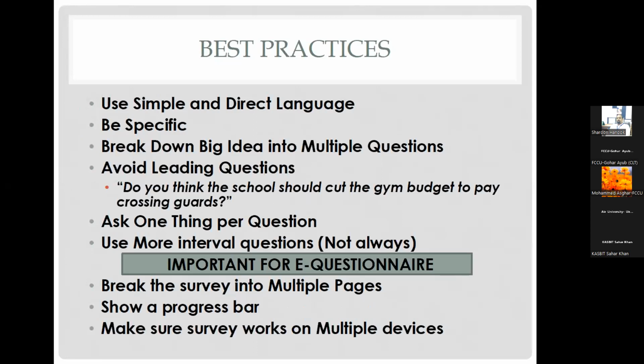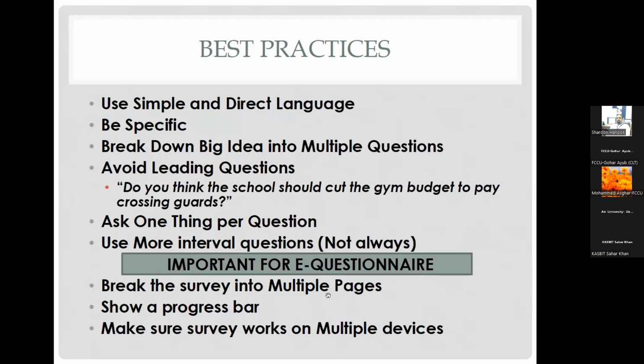So be very specific about your questions and avoid leading questions. Do not ask people, do you think schools should cut down the gym budget to pay for the crossing guards? Obviously, there's a moral thing out there. So for these kinds of questions, people will always say, oh, yes, go for morality. They will say yes, so your responses will be biased. And use more interval questions, but not always.